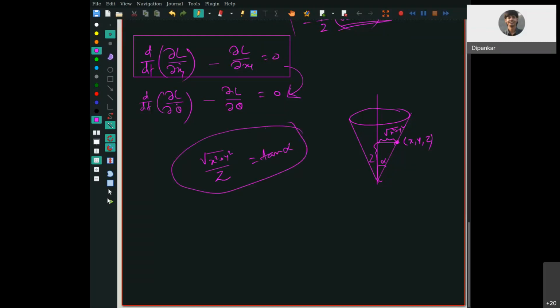Yes, sir. So x, y, z are not independent. So you choose your generalized coordinate wisely, such that these constraints are automatically satisfied. So yes, this is a holonomic constraint. Okay.